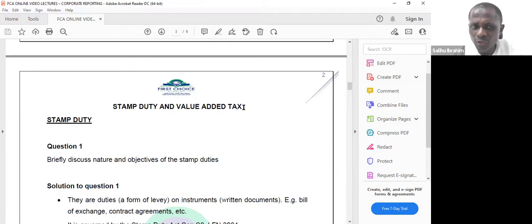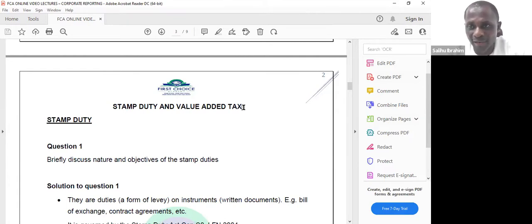Now, according to this question, we should briefly discuss the nature and objectives of stamp duties. What is the nature of stamp duty? Before you talk about the nature of stamp duty, first, what do we mean by stamp duty itself? When we say stamp duty, it is a form of tax that is levied on instruments that are considered dutiable.